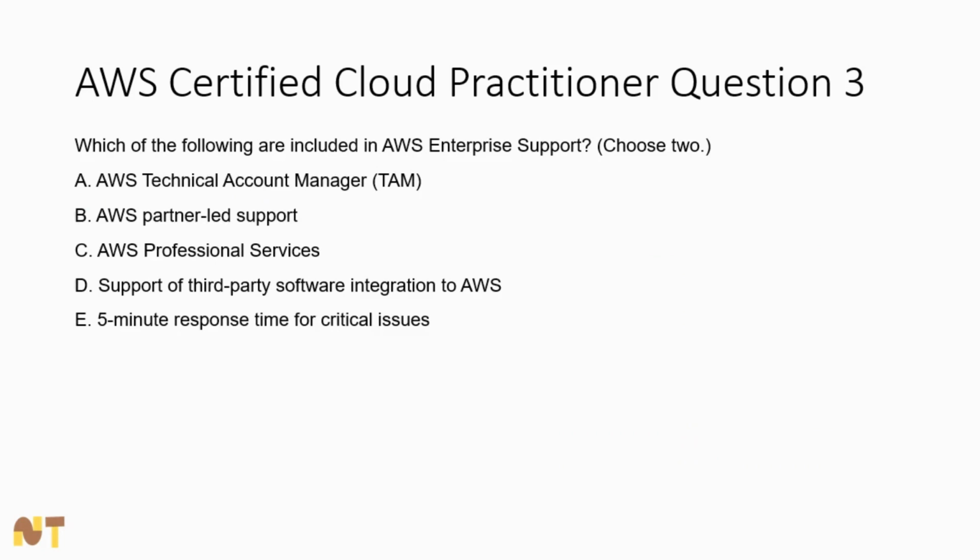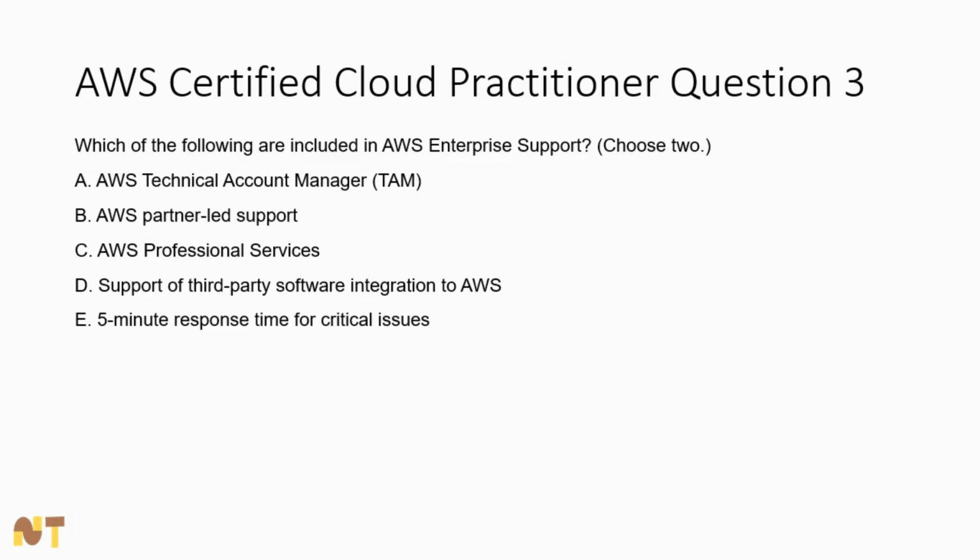Which of the following are included in the AWS Enterprise Support? Choose 2. AWS Technical Account Manager, AWS Partner-led Support, AWS Professional Services, support of third-party software integration into AWS, or 5-minute response time for critical issues.